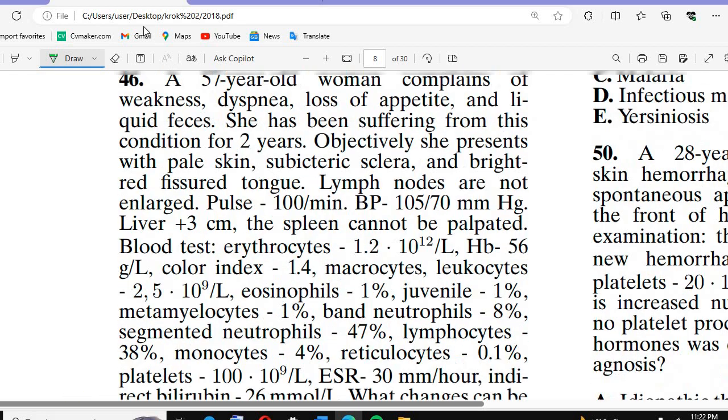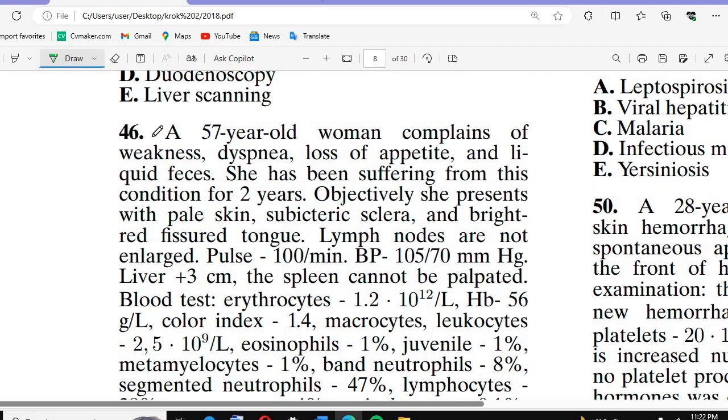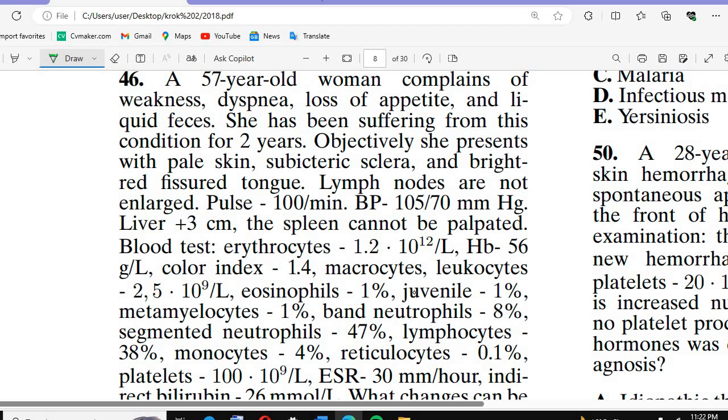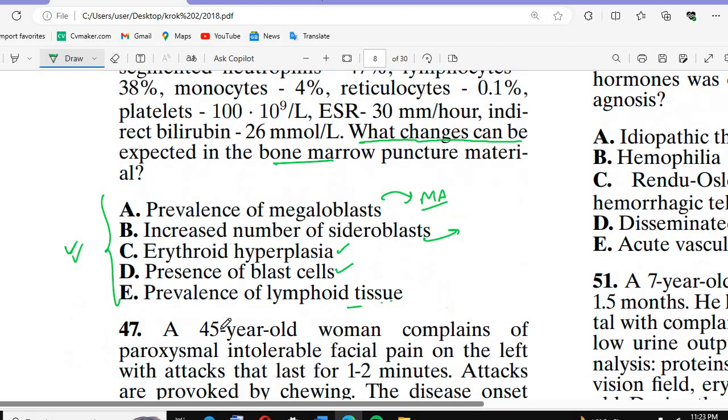Now see, you studied here, and we discussed already, that there is a subicteric sclera and a bright red fissured tongue. Then the spleen cannot be palpated, the blood erythrocytes and hemoglobin are there, and the color index is 1.5. It can be macrocytes, so definitely it will be macrocytic anemia. That's why we will have the prevalence of megaloblasts. That's how you can easily do these questions.